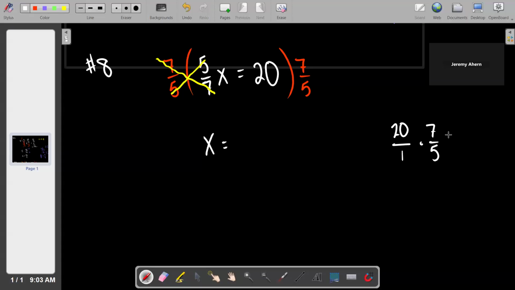With smaller numbers it doesn't matter, but with stuff like this, take the 20 and the 5, divide them both by 5, and you're left with a 4 and a 1. And now is when you have to smash it together. You go straight across the top and you go, okay, 4 times 7 is 28. 1 times 1 is 1. 28 over 1 can, of course, be written as just 28.